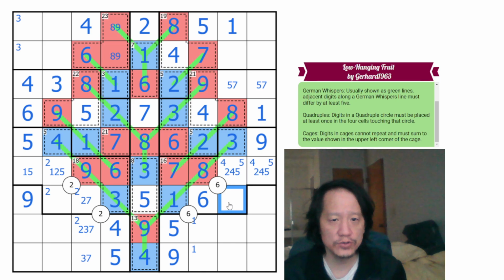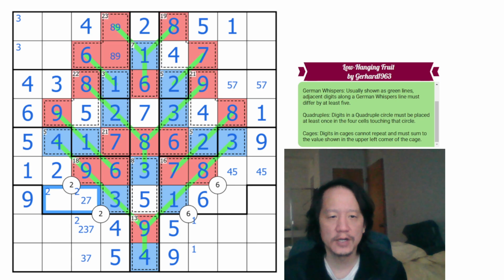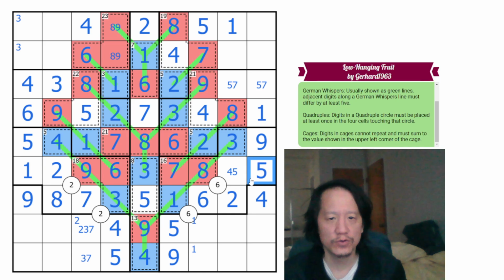2, 4. 2, 4 has to be here. 5 had to be one of these three because it can't be here. So this is now 4 and 5. Therefore, this has to be 1 and 2. So this is 1, this is 2, which means 2 cannot be here because of the regular region. So therefore, this can't be 2. This is 7, which makes this 8. This has to be a 2, which makes this a 4. So this can't be 4. This is 5, which makes that 4, which makes this 7, which makes this 5.